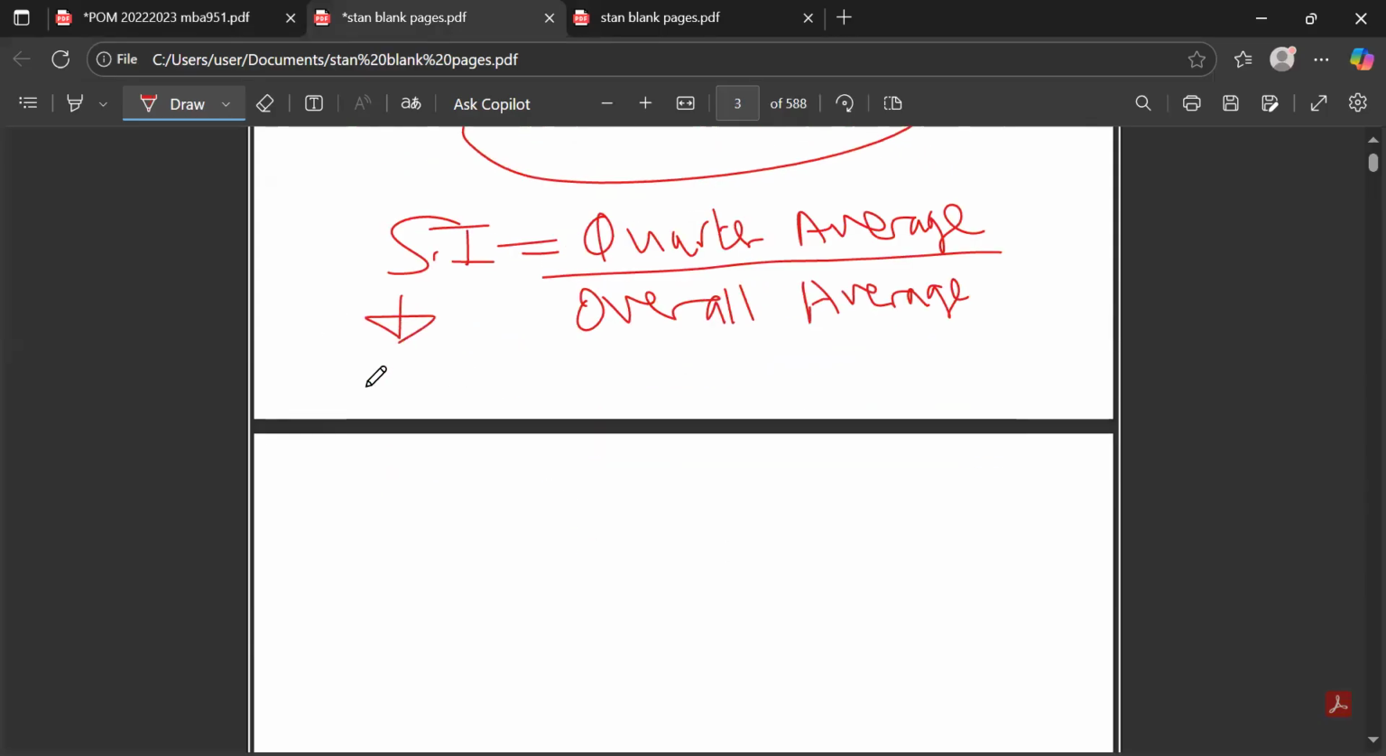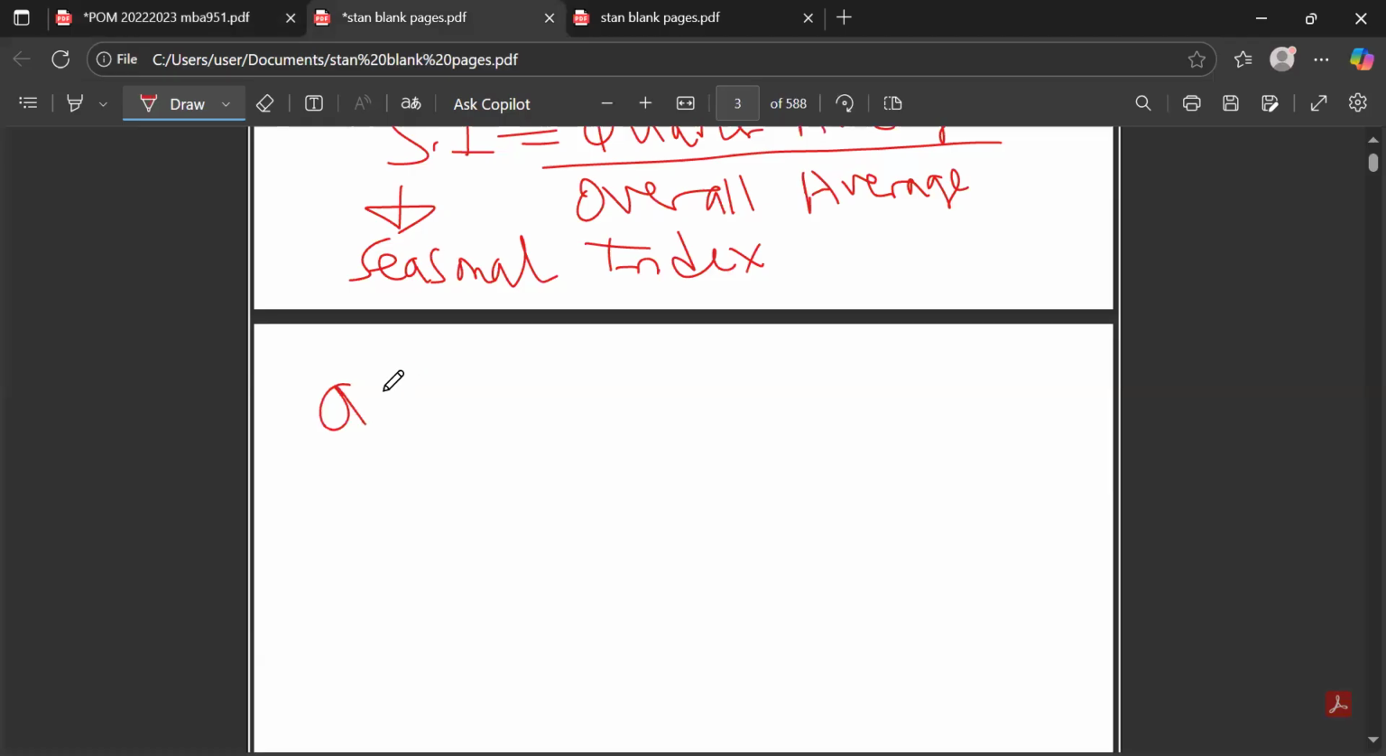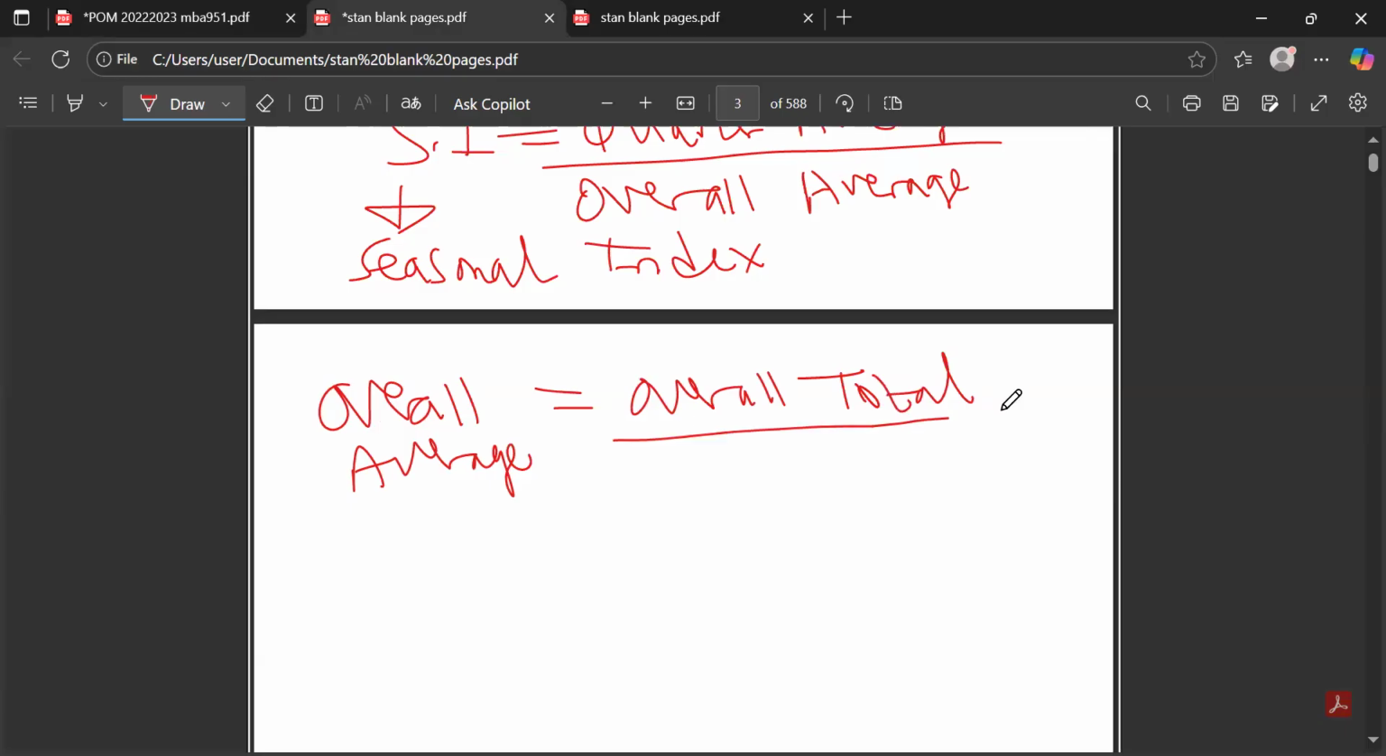So this is on seasonal index. And then how do we calculate the over average? Over average is simply equal to overall total divided by total number of measures. So this is how you get the over average.